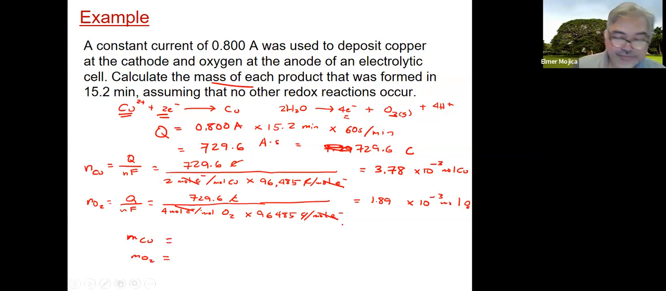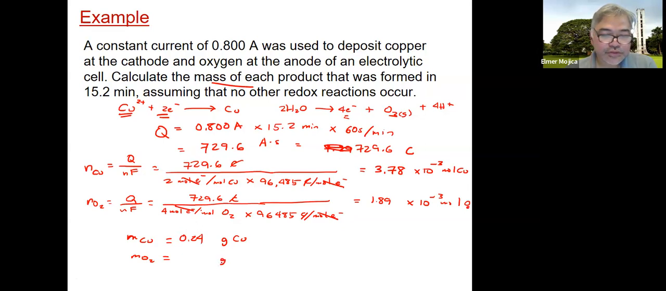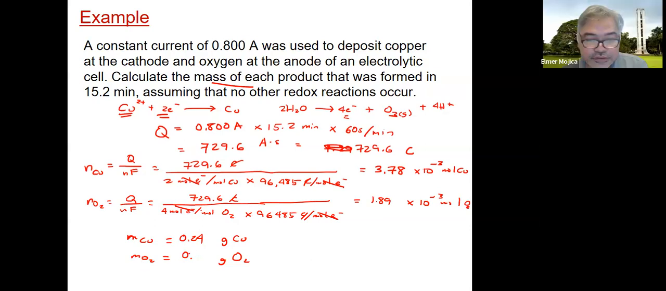So the 3.78, we will not round it up yet. We can add another digit to it, times the molar mass of copper, which I think is around 63.55, and oxygen 1.89 times 10 or 32. Okay, so giving you, in terms of the grams of copper, 0.24, and for oxygen, that would be equal to 0.06.